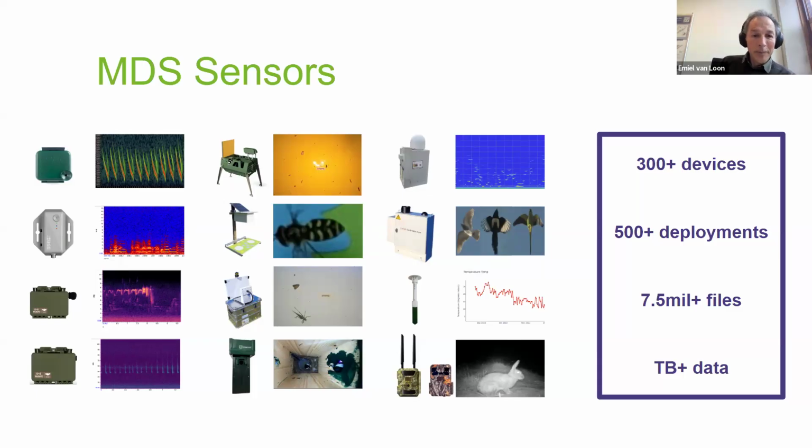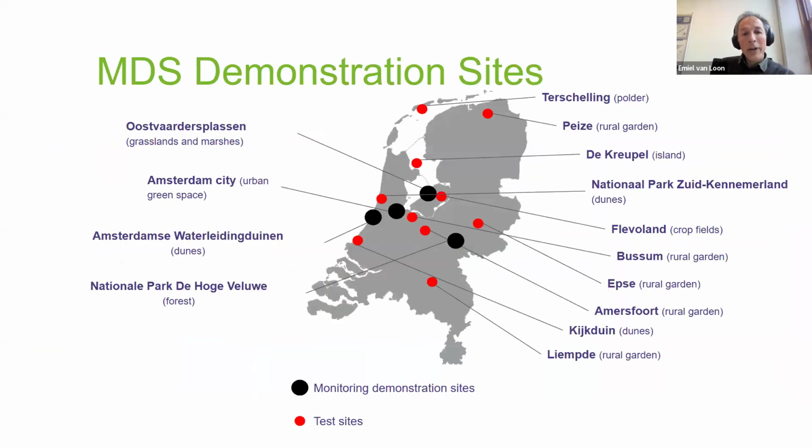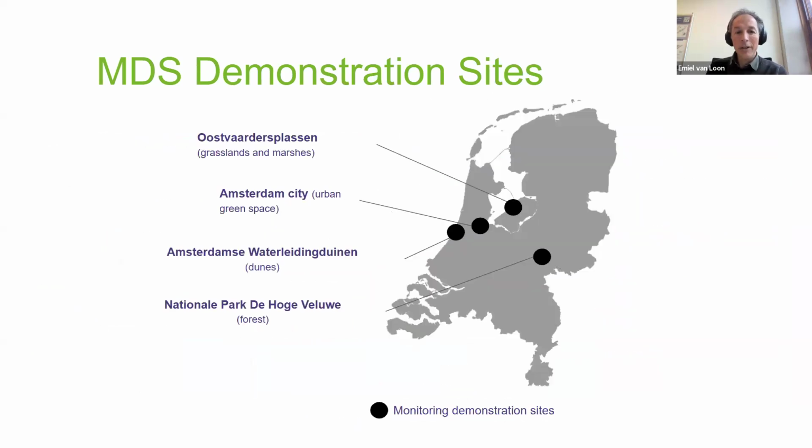Can we move on? So we collected the data at many sites, and the red dots are very experimental sites, also people's gardens, and the black dots are the monitoring sites where there's more equipment and there's more long-term monitoring. Let's move on to the next one. So these are the core monitoring sites, I would say.